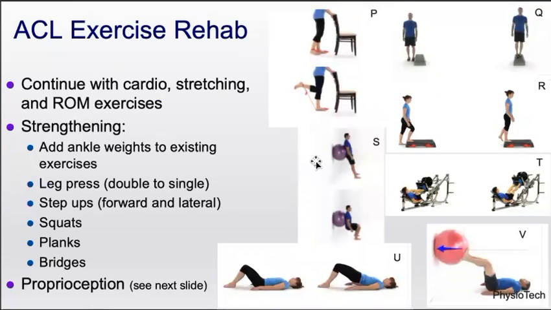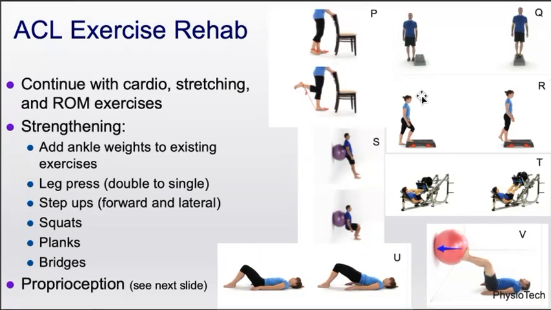As you progress with the rehab, say weeks 8 through 12, you might start to do a little bit of cardiovascular exercise. You might be doing more strengthening, so you're going to want to add ankle weights to the existing exercises. You can incorporate a little bit of leg press with very, very light weight, some step ups and some heel taps.